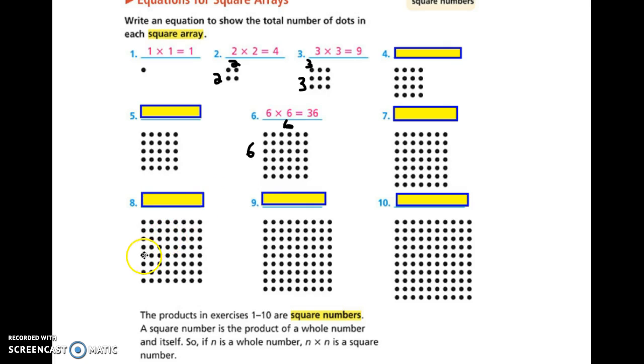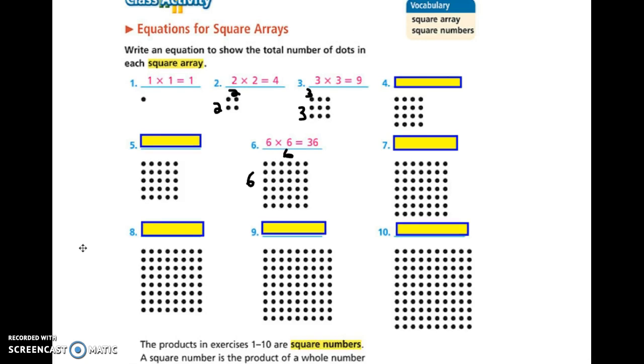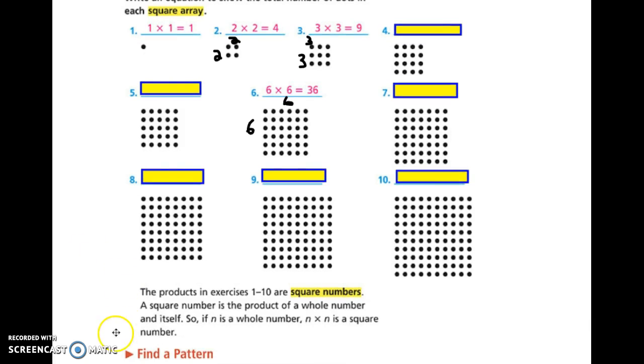All right, so today we talked about our 11s and our 12s, and we also learned how to write equations for square arrays. Great work!